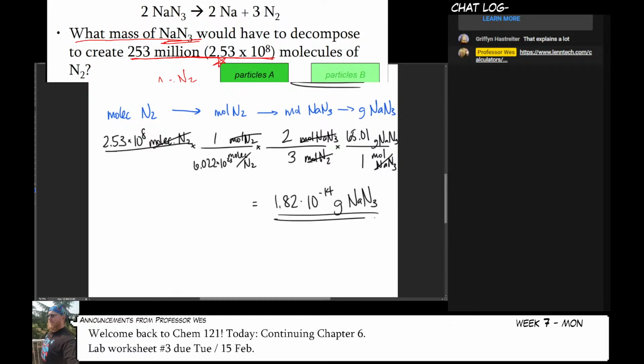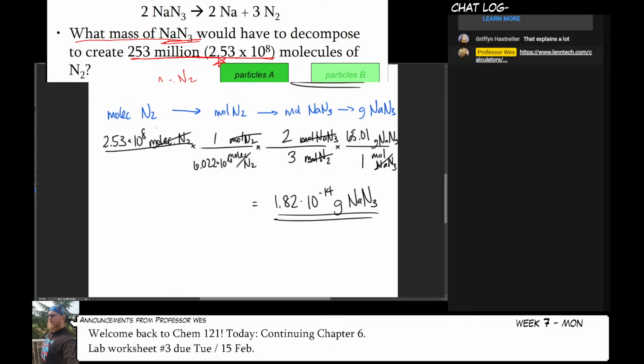And you might be thinking, how the heck can I get a number that small? That's not even nanograms. That's less than picograms. That is such a small mass. How can that be the right answer?